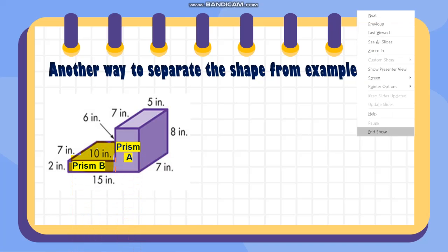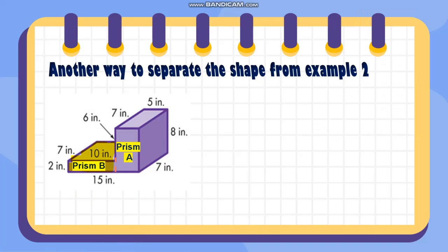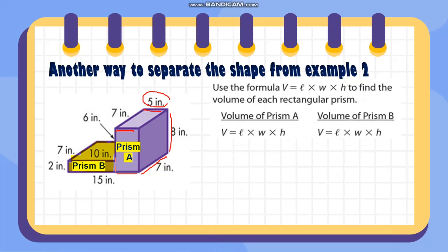Now let's discuss first how to find the volume of prism A. Prism A, this is your length from here up to here only. This is your width, and this is your height. So this is your length, that is the same on this and this, and that is equivalent to 5 inches. Okay, so what is your width? Your width, obviously this one, that is 7 inches, and your height is 8 inches.